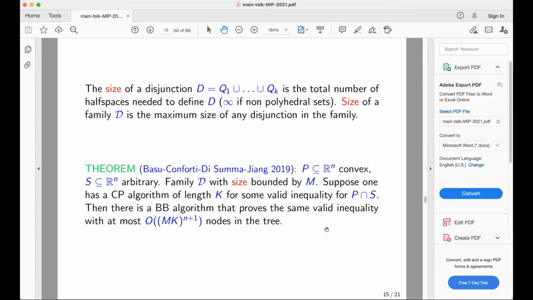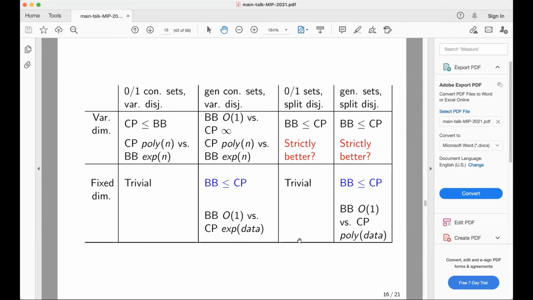Here, what we can show is that if you have a cutting plane algorithm that solves the problem in time k, there's also a branch and bound algorithm whose tree size is at most a polynomial blow up, assuming the dimension is a constant. So you see the dimension here appearing in the exponent. If it's a constant, then this is just a polynomial blow up compared to your cutting plane algorithm. That's what we really mean when we say that branch and bound is less than or equal to cutting planes: up to this polynomial blow up.